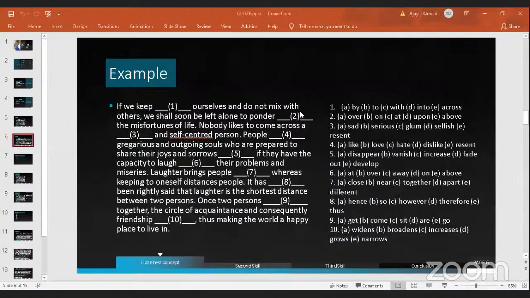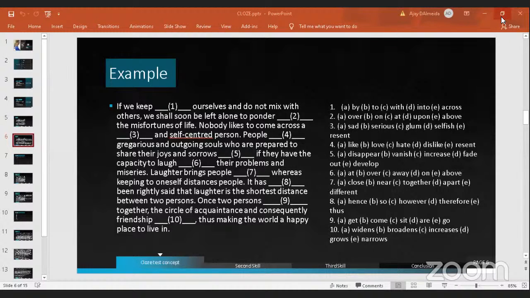Okay, so if you have solved it, then let's move ahead. Come on, what should be the answers? If we keep dash ourselves, do not mix with others, we shall soon be left alone to ponder dash misfortunes of life. No, it is not 'if we keep by ourselves'. The correct preposition is: if we keep to ourselves and do not mix with others, we shall soon be left alone to ponder dash the misfortunes of life.